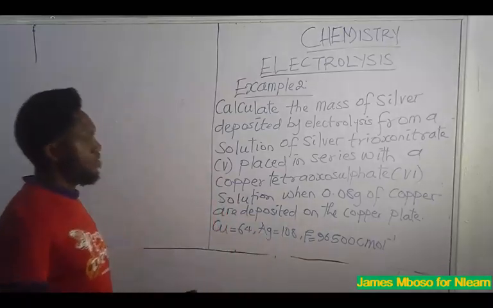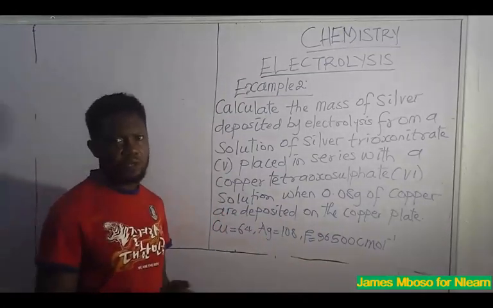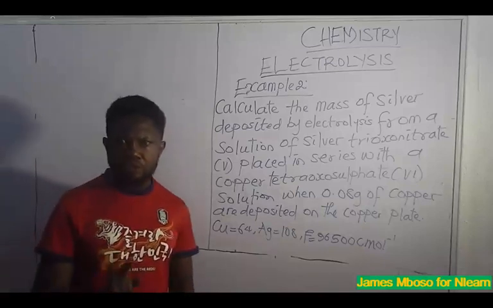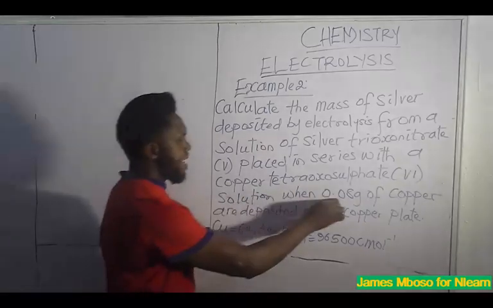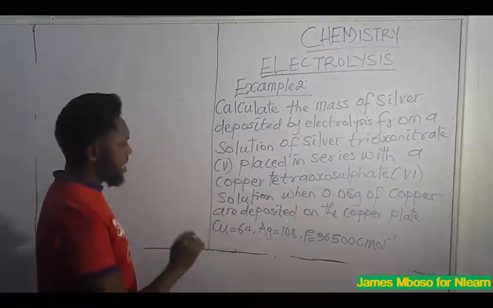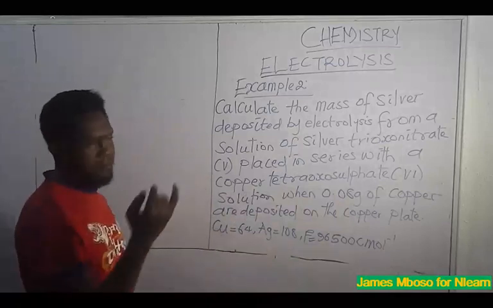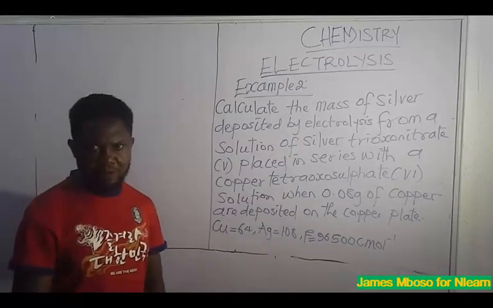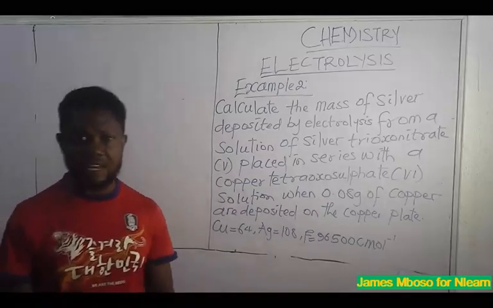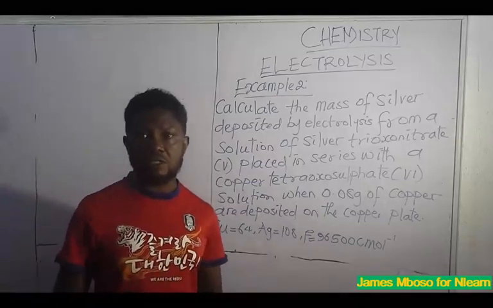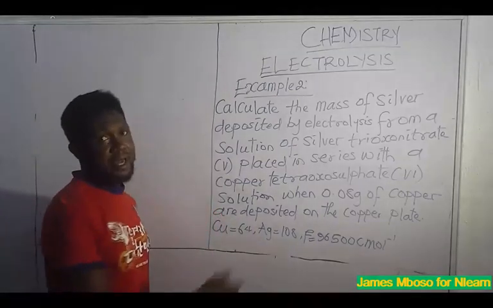Now, how do we solve this question? This is a typical second law of electrolysis question. I want you to pay attention to those things given. You have been given the mass of copper. You have also been given the molecular mass of copper. And we also know the valency, because not all questions will be given the valency. In most electrolysis questions, the valencies are not given. So we know that the valency of copper is 2.